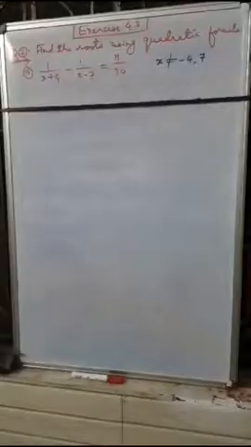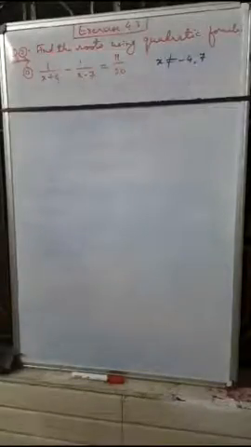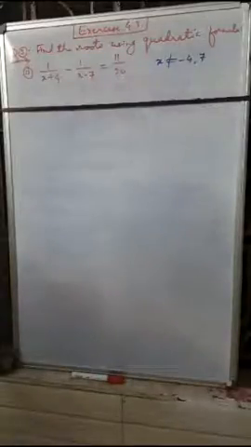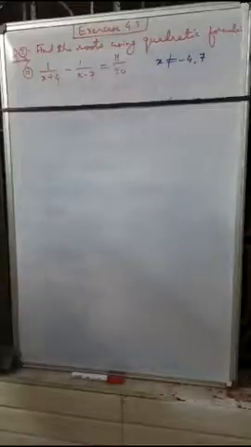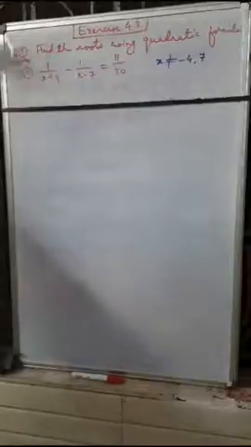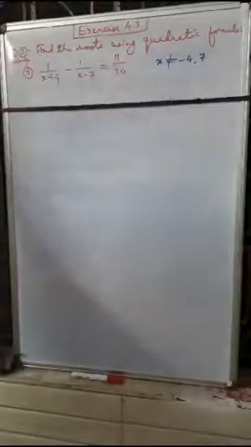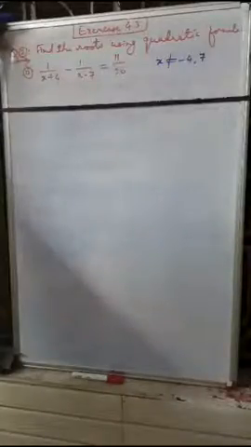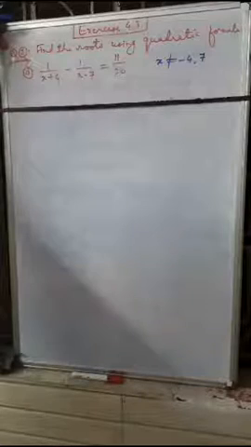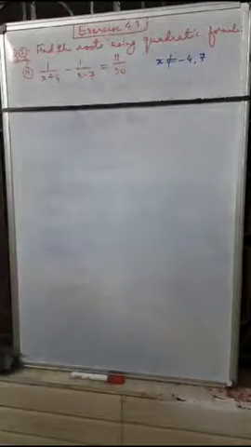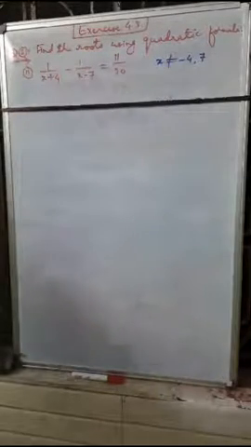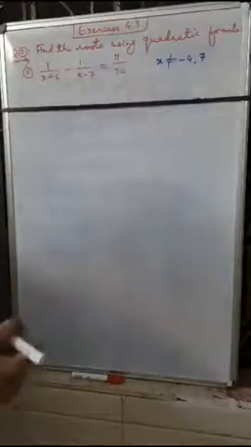Students, now we will solve exercise 4.3 question number 3. Find the roots using quadratic formula. Question number 1 we will solve in next class because it is the method of completing the square. So we will solve in next class, but today we can understand the technique of finding the roots using quadratic formula. We are having the problem 1 upon x plus 4 minus 1 upon x minus 7 is equal to 11/30.